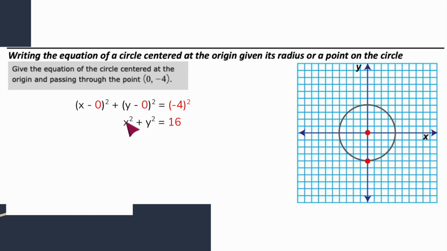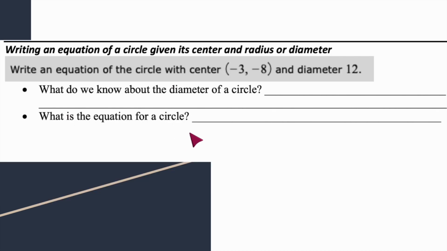So if you see an equation like this, it just means that the center is 0, 0, because 0 was subtracted from both, and it doesn't change anything, right? That's actually one of our properties that we learned in math quite a while ago. And then negative 4 squared is 16. So that is the equation of this circle. All right, we're going to do one more piece here.